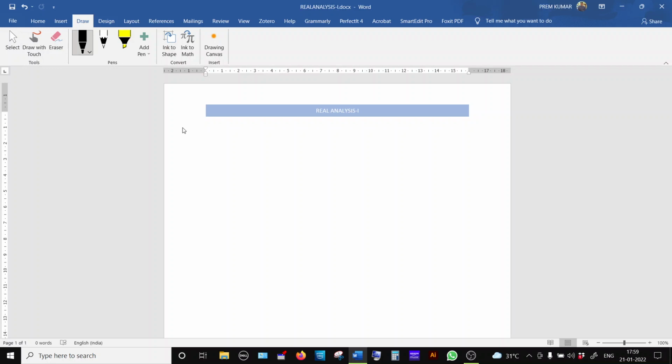Now we shall see some definitions. What is a nowhere dense set? What is called a nowhere dense set? That is a definition.